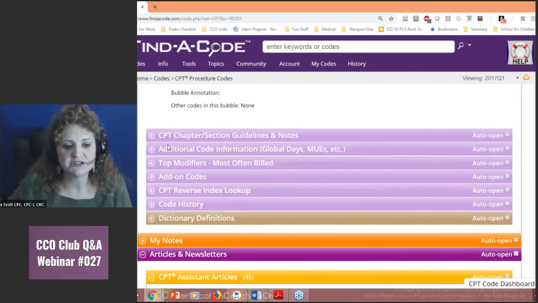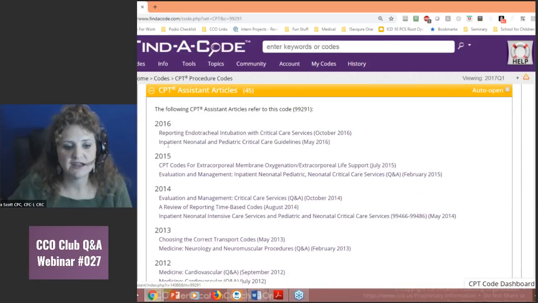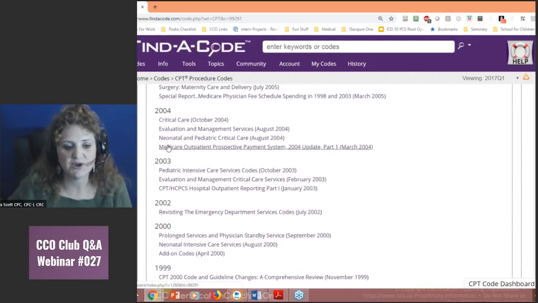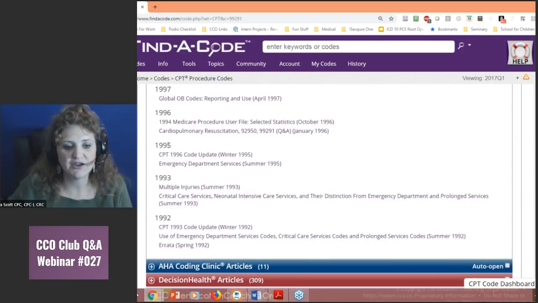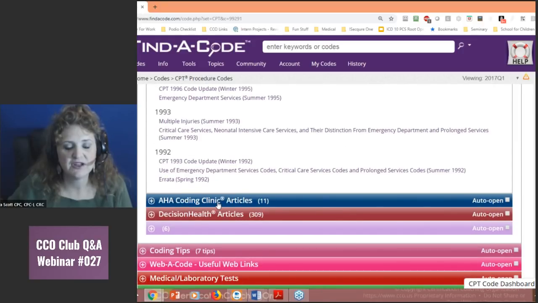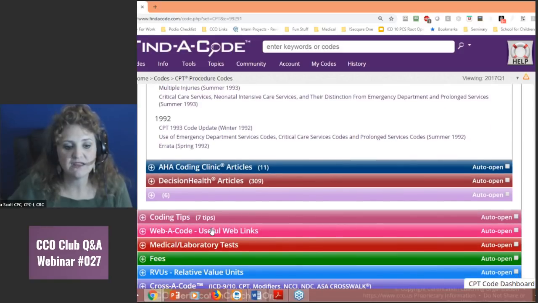These are all of the options that you can have. And see all the articles that I was able to reference? And they got them in date. They also have Coding Clinic. They have Decision Health, which has 309 articles. Right? There's coding tips, everything that you need to know.